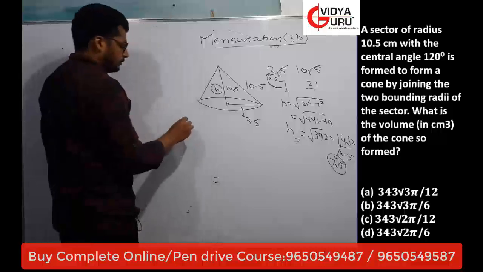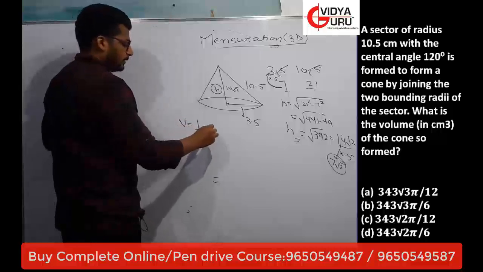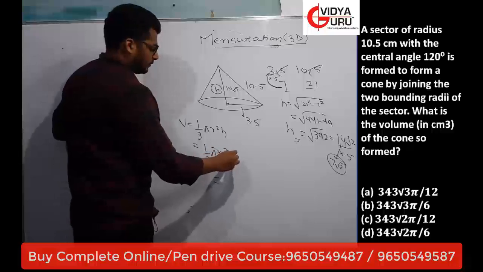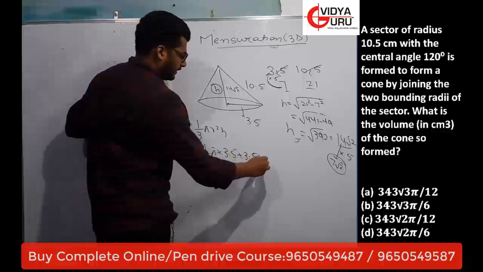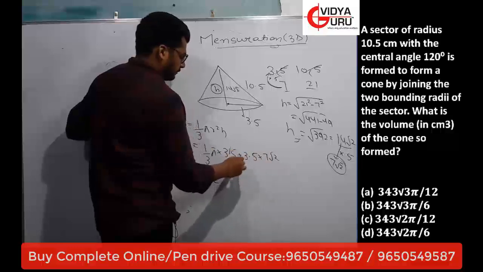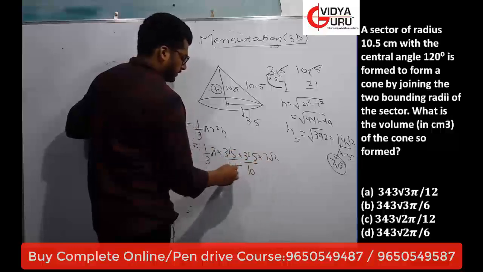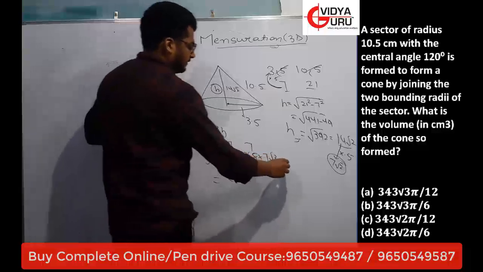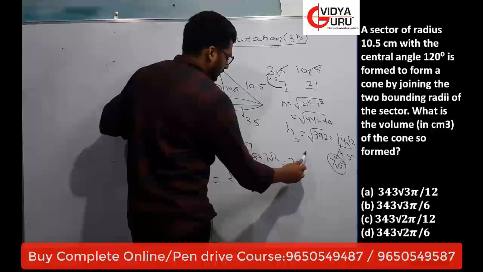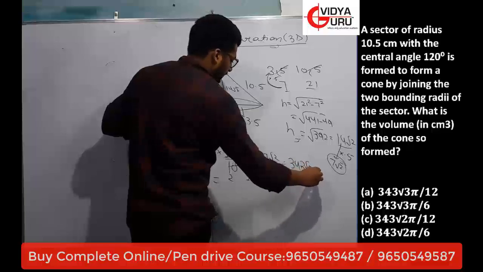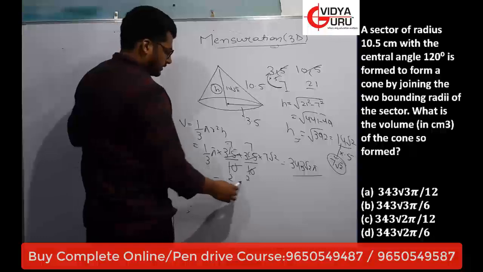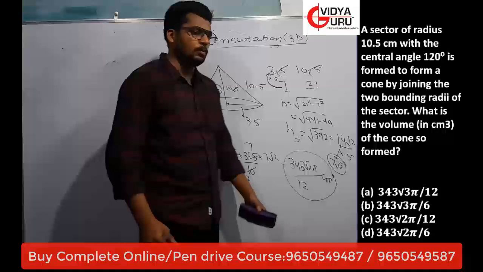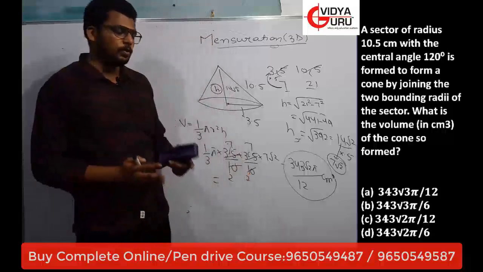So what is the volume? 1/3 pi r square h. 1/3 pi into 3.5 into 3.5 into 7 root 2. If I remove the decimal, this will be 343 root 2 pi divided by 24 centimeter cube. So this is the volume of the cone formed from the sector.